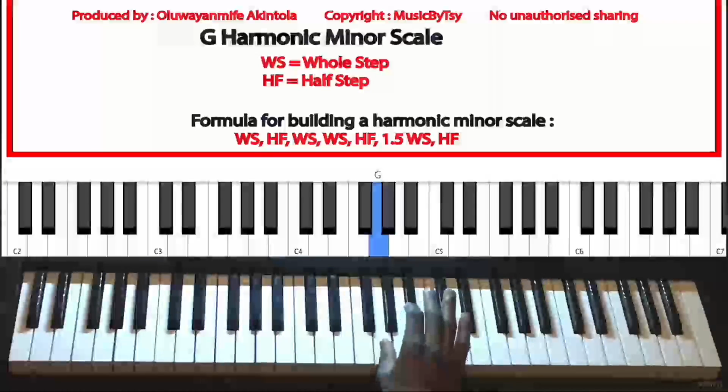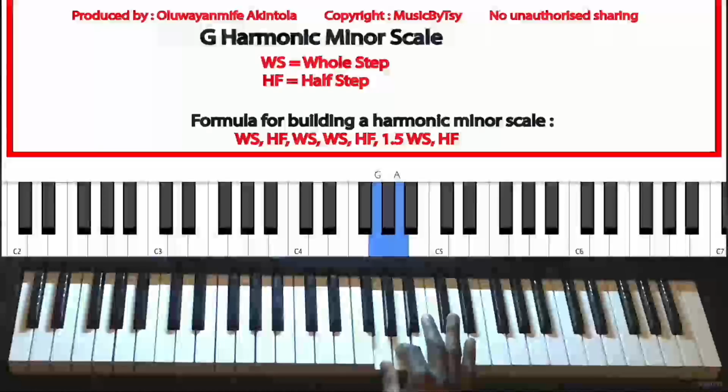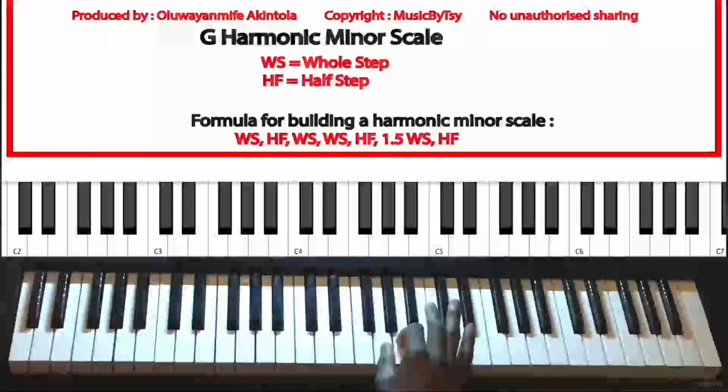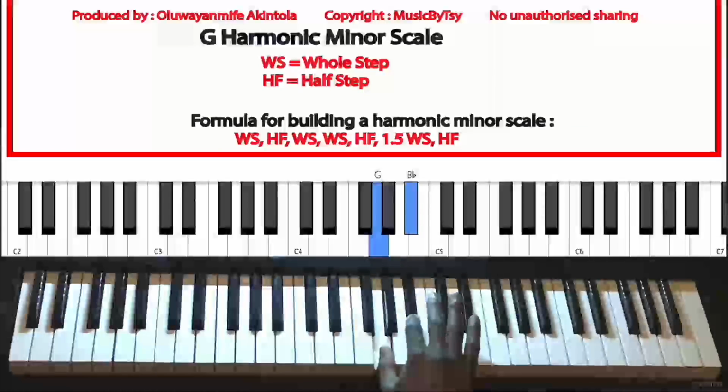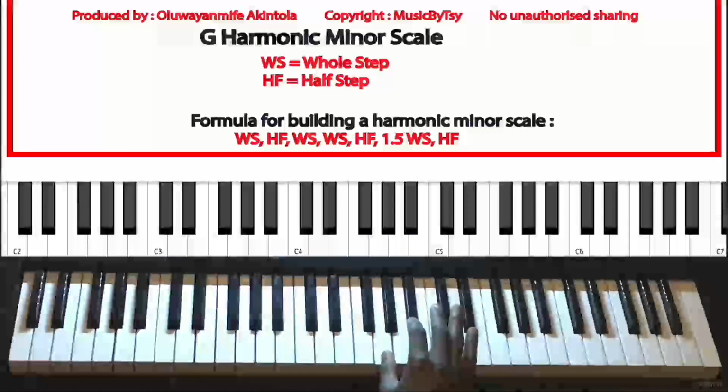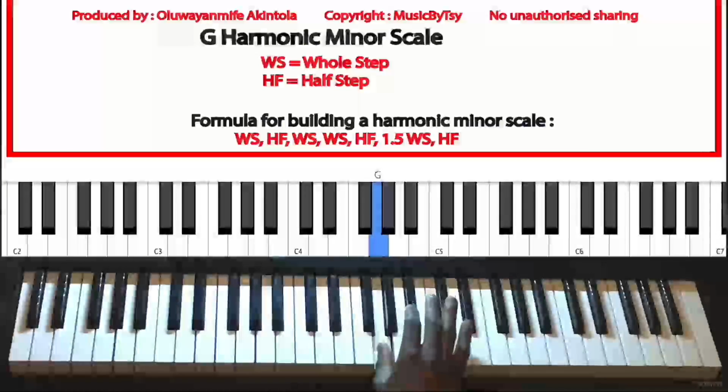Now, whenever you move from one key to another key and you skip one key in between, then that means that you've moved by a whole step. You know what I mean? Now, whenever you move from one key to another key and you skip two keys in between, then that means that you've moved by 1.5 steps. I'm just defining these terms because we are going to be using these terms in the formula for building the G harmonic minor scale.